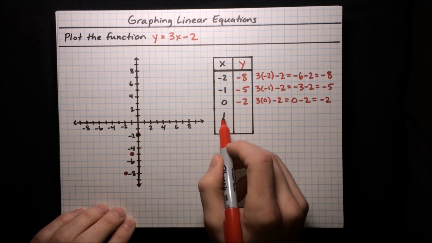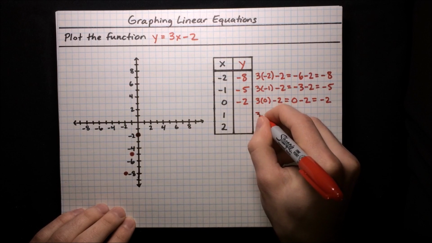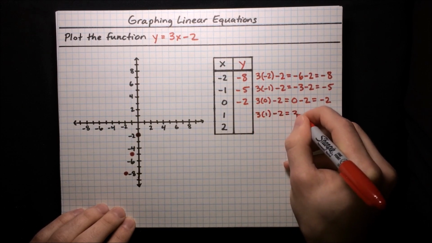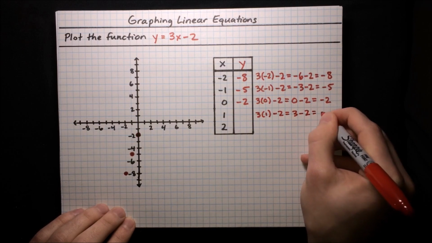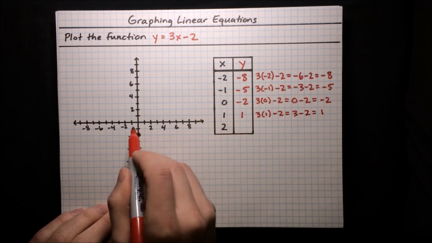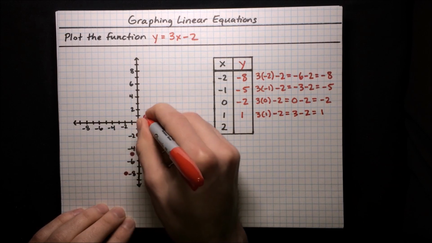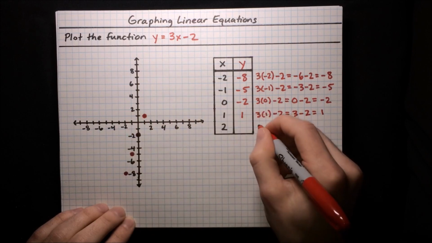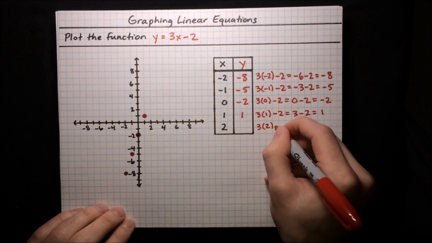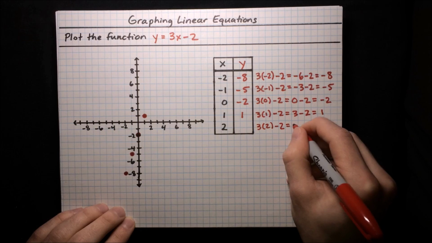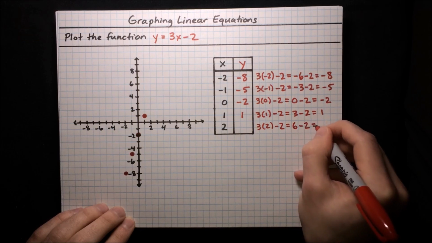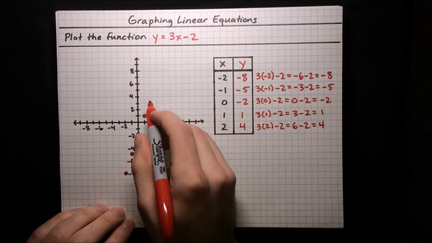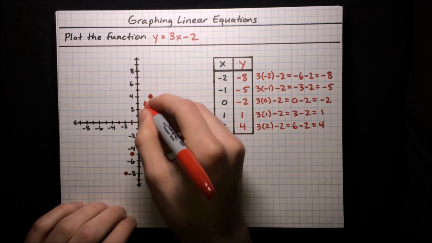And 2 more points. X is 1, so 3 times 1, and then minus 2. And 3 times 1 is just 3. 3 minus 2 is equal to 1. So the point 1, 1. X is 1, y is 1. Put that on our graph. And the last point with x is 2, we'll plug that in. 3 times 2 minus 2 equals 3 times 2 is just 6, then minus 2 makes 4. So the point 2, 4. And we'll put that here, 2, 4. So right up over here.